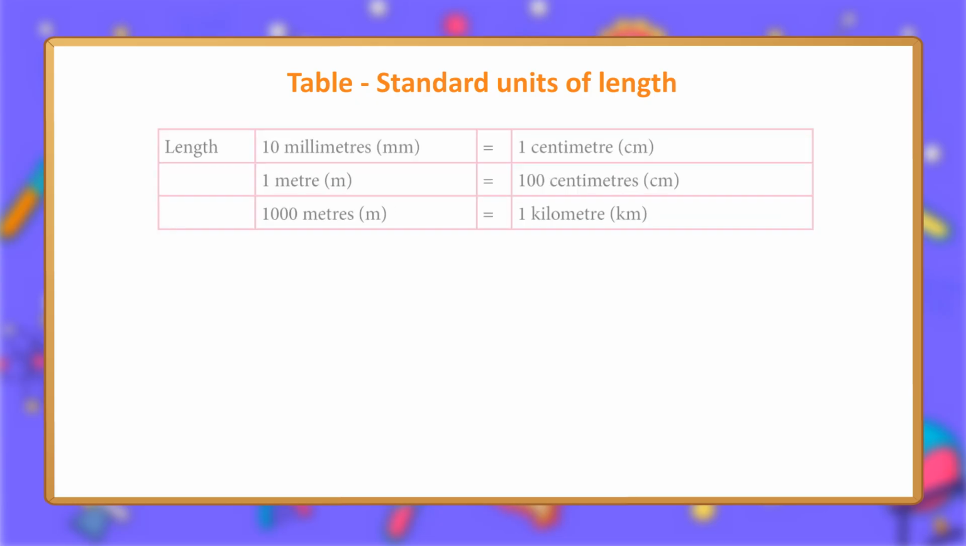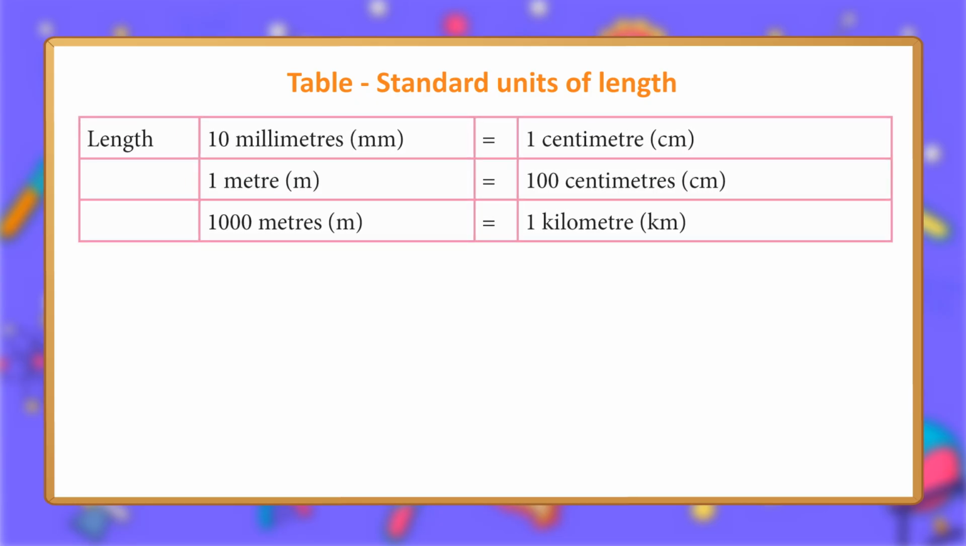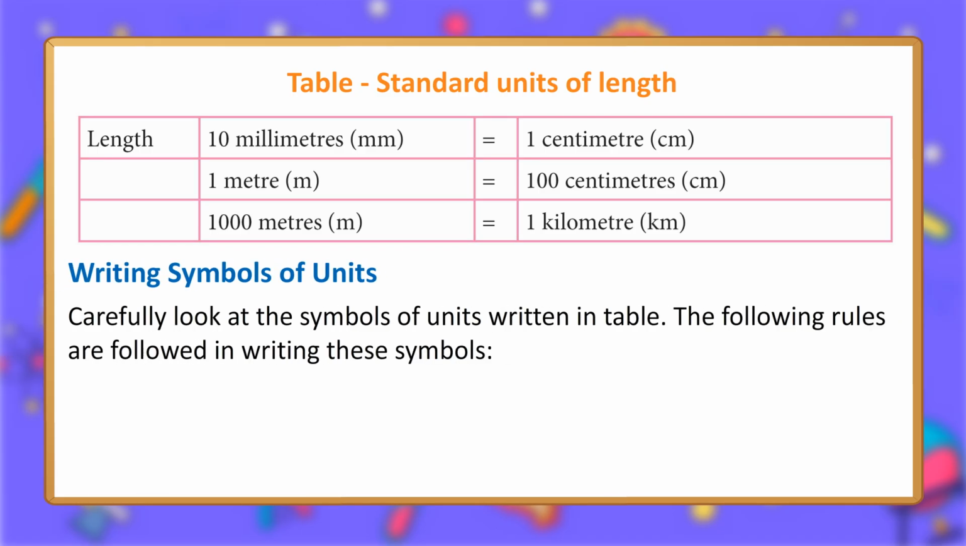Table. Standard units of length. 10 millimeters equals 1 centimeter. 100 centimeters equals 1 meter. 1000 meters equals 1 kilometer, km. Writing symbols of units. Carefully look at the symbols of units written in the table.